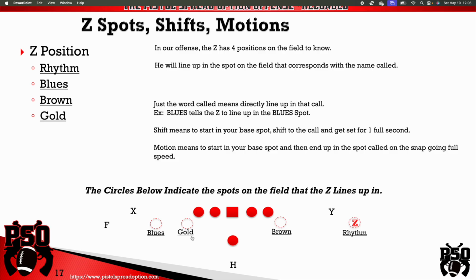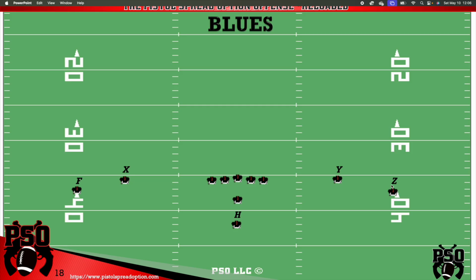Again, it will work the exact same way. I can yell shift, or I could say line up. The case I'm going to show you here is shift blues. So the Z lines up in his normal rhythm. He will shift across the formation, and he will get into blues. Could I do that as a motion? Absolutely I can.